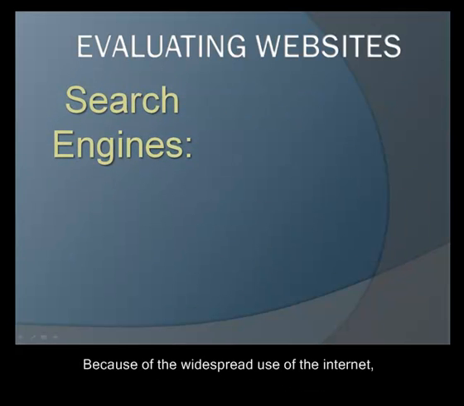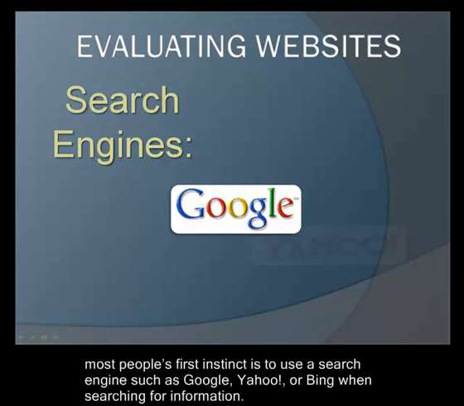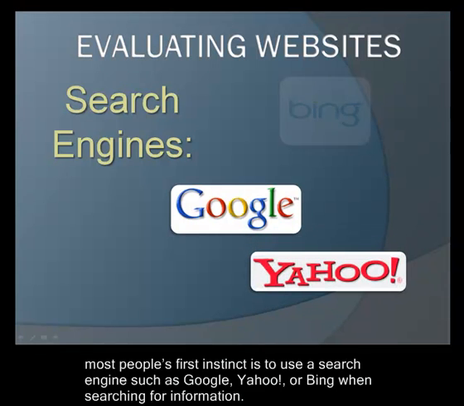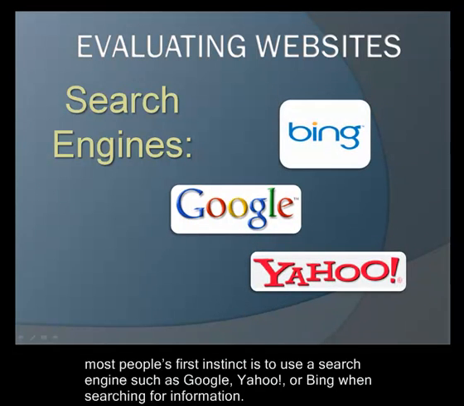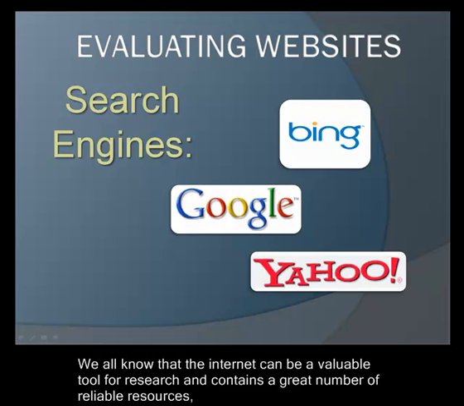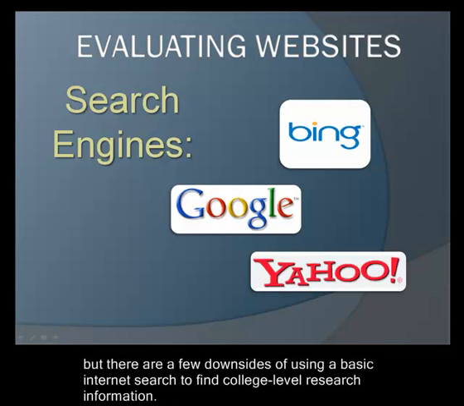Because of the widespread use of the internet, most people's first instinct is to use a search engine such as Google, Yahoo, or Bing when searching for information. We all know that the internet can be a valuable tool for research and contains a great number of reliable resources, but there are a few downsides of using a basic internet search to find college-level research information.